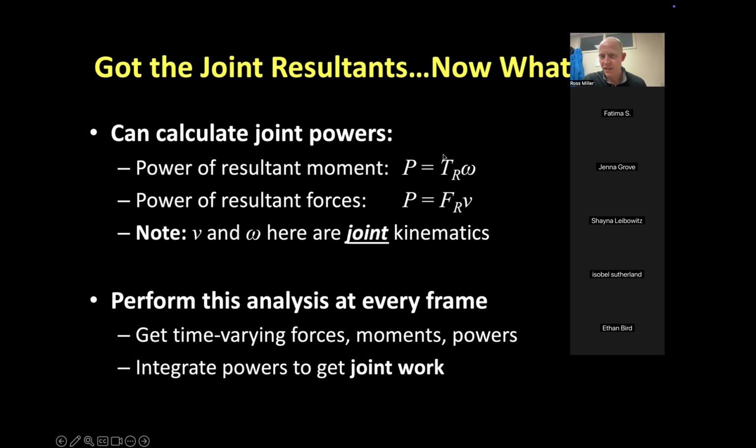So if I take the resultant torque at a joint and multiply it by that joint's angular velocity, that gets me the power produced by that torque. And similarly, if I take that resultant force at the joint and multiply it by the joint's linear velocity, I get the power of that force at the joint. Where velocity and angular velocity there, those are the kinematics of the joint, how it's moving linearly and how fast it's rotating.